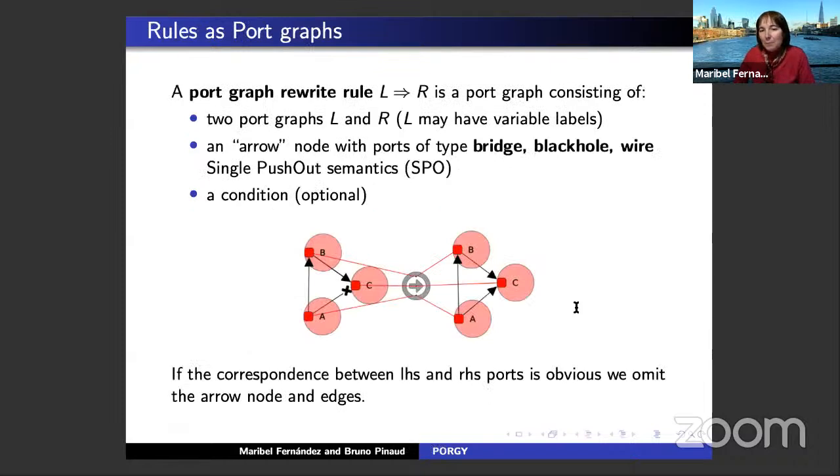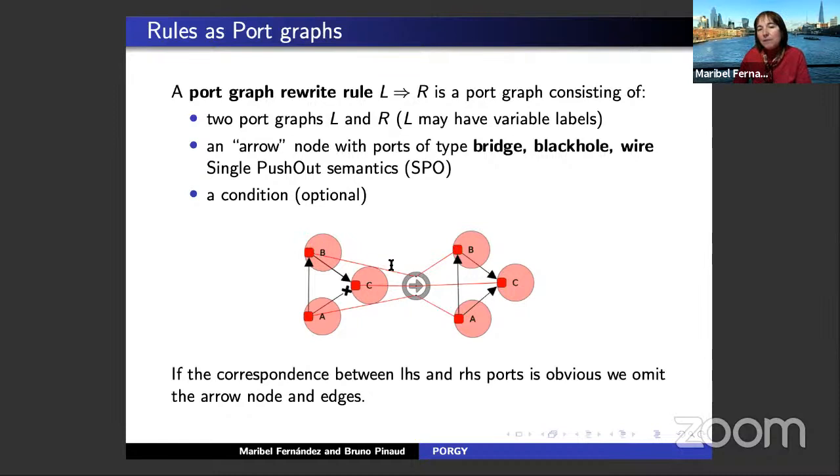Okay, so Bruno also said this briefly, that the rewrite rules we apply, the port graph rewriting rules, are themselves also port graphs. So we see a rule as composed of a left-hand side, which is a port graph, a right-hand side that's also a port graph, so these subgraphs are port graphs. And in addition, there is an arrow node, which can also have edges connecting it to the left and the right. And we use these edges when we implement the rewriting, because we are using a single pushout semantics, where what we see is a morphism between the ports in the left and the ports in the right.